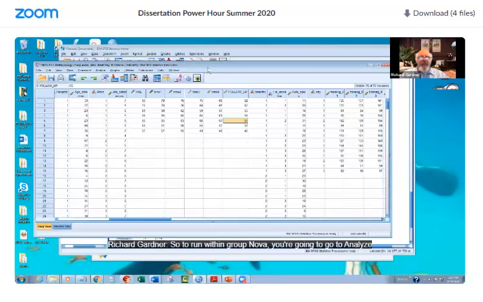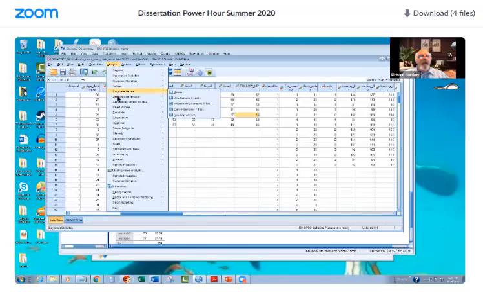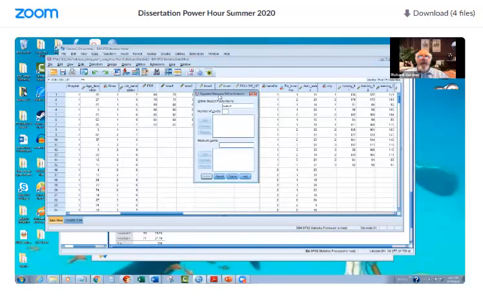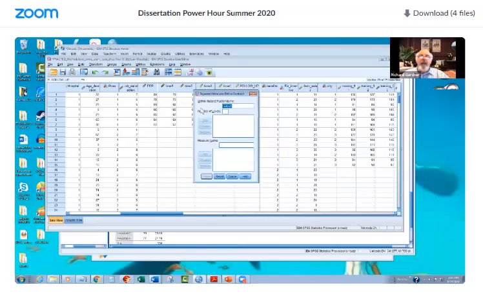So to run the within group ANOVA, you're going to go to Analyze, General Linear Model, Repeated Measures. Factor. Since normally, and not always, but normally there is a time segment between measurements, I always name this one time. And how many different times do we have? It looks like we have 6. And now we have to define them.